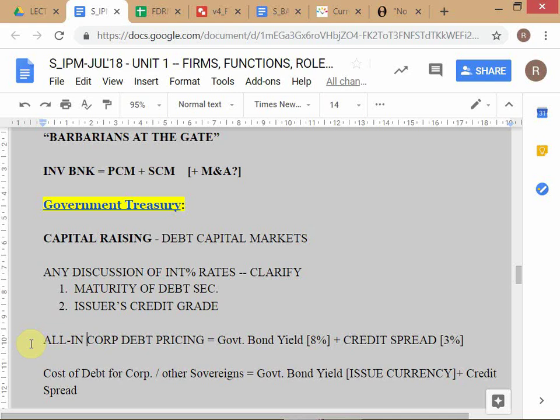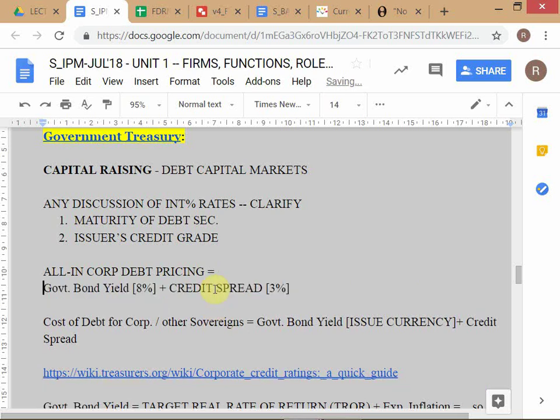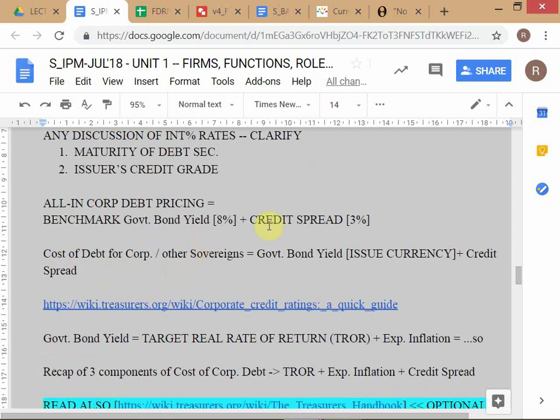Okay, so credit spread. One is the credit spread. What else? The other is the risk-free rate. What is the other one? Risk-free rate. So the right way to express this is to say that the components of the corporate bond yield are the corporate credit spread and the benchmark government bond yield. So, benchmark government bond yield plus the credit spread, okay?